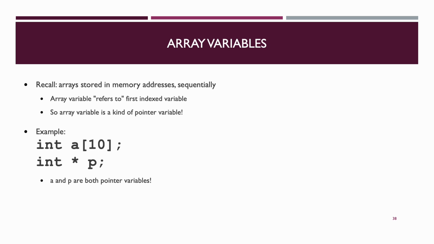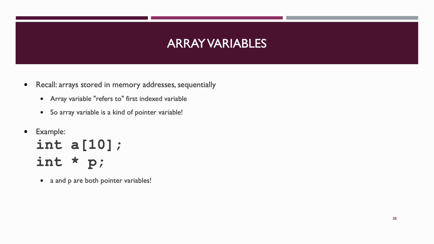Now in this example, both a and p can be thought of as pointers. a is a constant pointer to the first element of the array, meaning you cannot change a to point to a different memory location. However, p is a regular pointer variable that can point to any integer value in memory. You can change the memory address p points to.